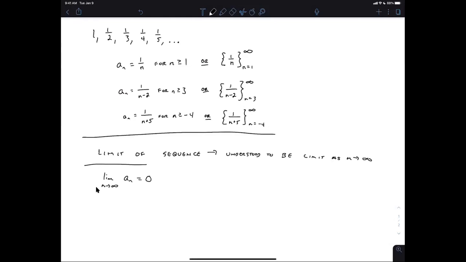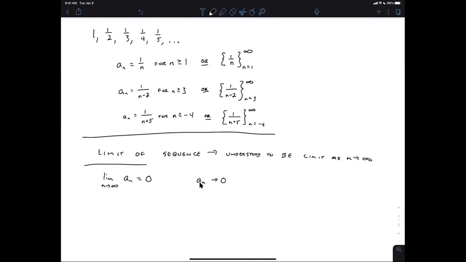On a sequence, we can be a little bit looser because we understand that the limit of the sequence is always as n goes to infinity. So if you want to use shorthand, we're allowed to say a_n approaches 0, and writing that means this because we understand the limit we're talking about is as n goes to infinity. Both of those are interchangeable.